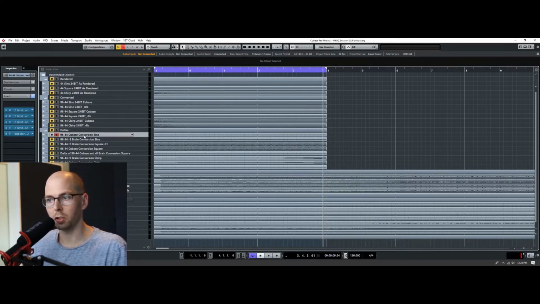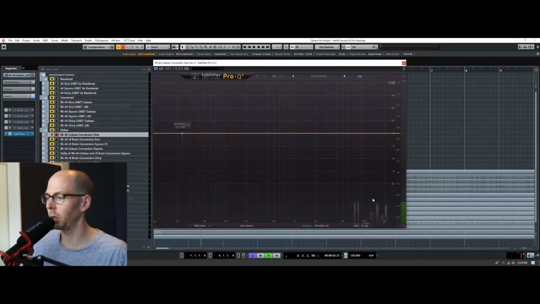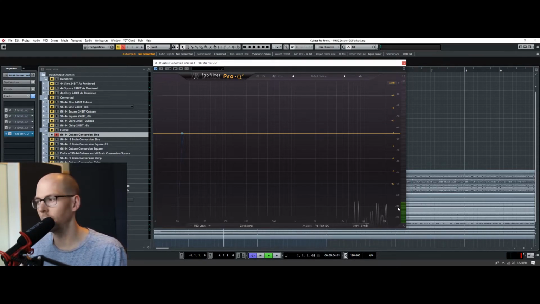So the first thing we're going to do is listen to what Cubase conversion from 96 down to 44 did to the audio compared to the perfectly rendered version. But can't really hear much, right? We pull up an EQ, we can look and see what's happening. And down here, we see that there is some movement. So there's some differences, but it's at negative 110 dB full scale. So it is extremely quiet.